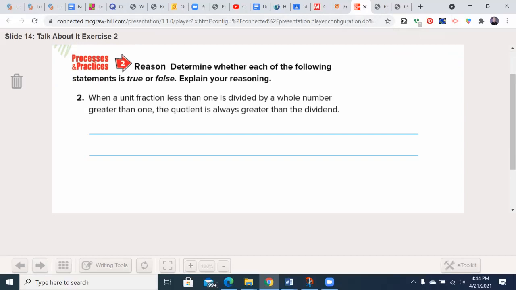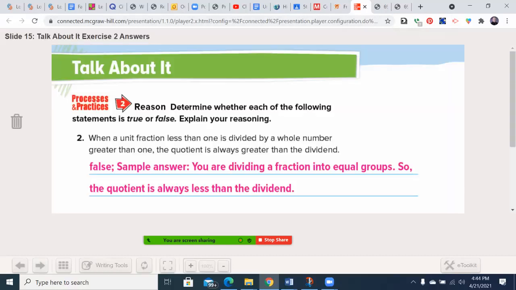And you would be right if you said false. You're dividing a fraction into equal groups. So the quotient is always less than the dividend.